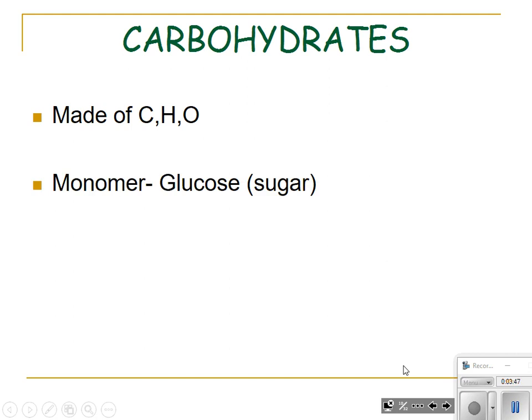Carbohydrates. Their monomers are simple sugars, one of which is glucose. Okay? So a monomer of a carbohydrate would be glucose.